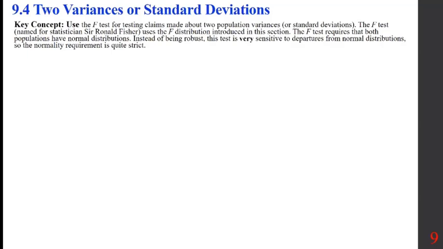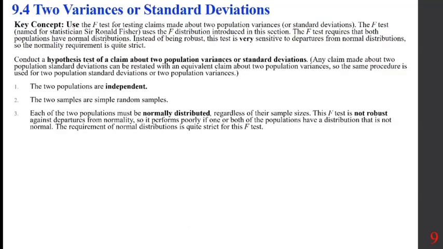Instead of being robust, this test is very sensitive to departures from normal distributions, so the normality requirement is quite strict. The bottom line is, because of the limitation of the F-test, it must be normally distributed. Conduct a hypothesis test of a claim about two population variances or standard deviations. Any claim made about two population standard deviations can be restated by an equivalent claim about two population variances. So the same procedure is used for two population standard deviations or two population variances.